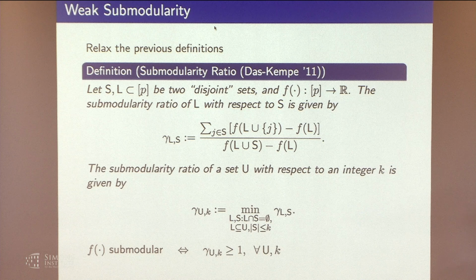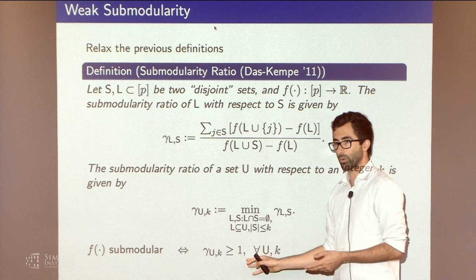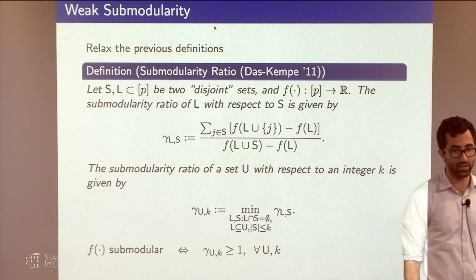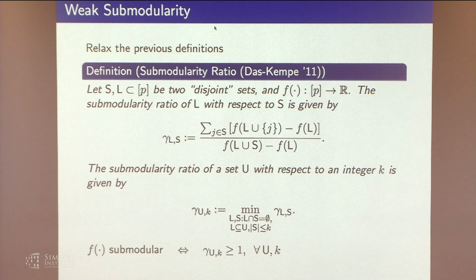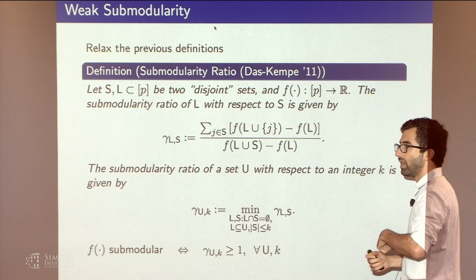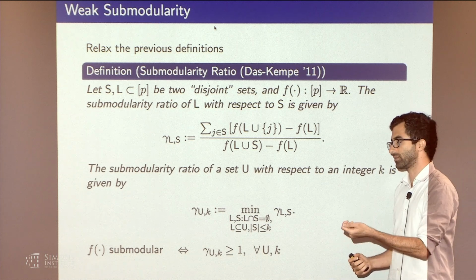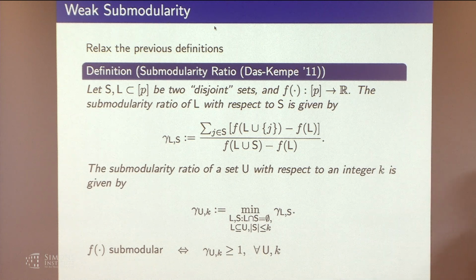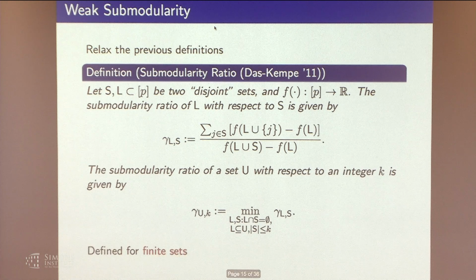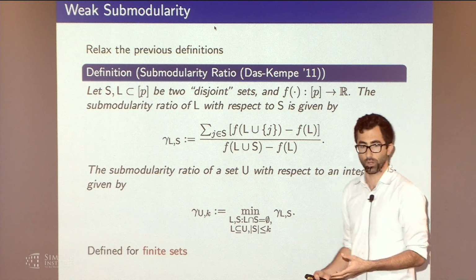So f submodular if and only if gamma is greater than or equal to 1. And so we can see that from the previous definition. And if you're familiar with submodular optimization, that's kind of like the incremental gains. As you add to a larger set, the benefit isn't as large. Now, the issue with this is that it's defined for finite sets, and it's not directly applicable to our setting.